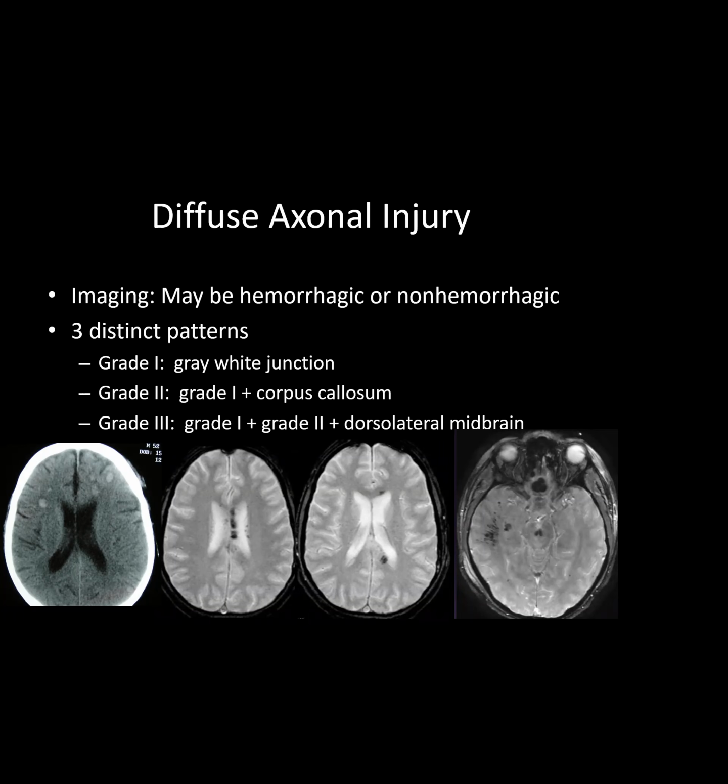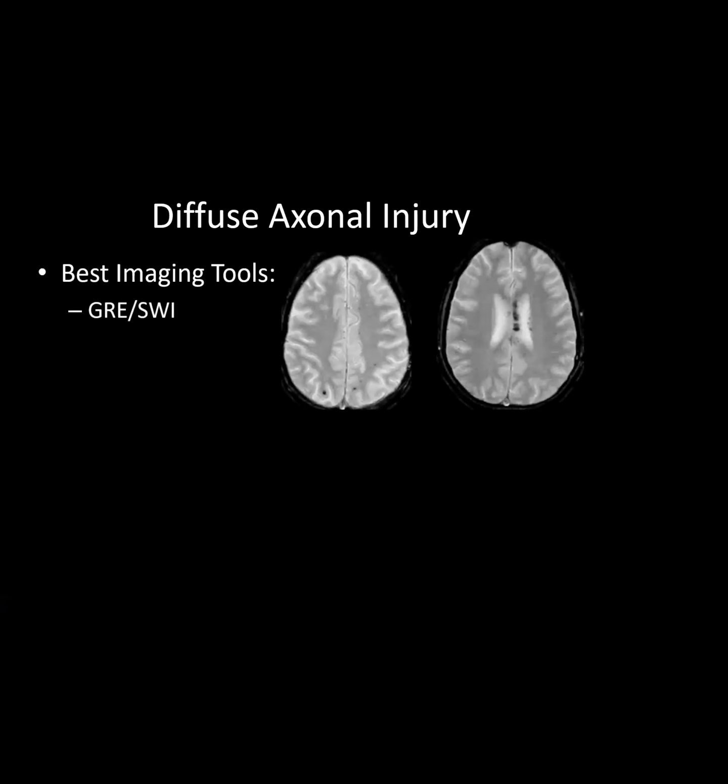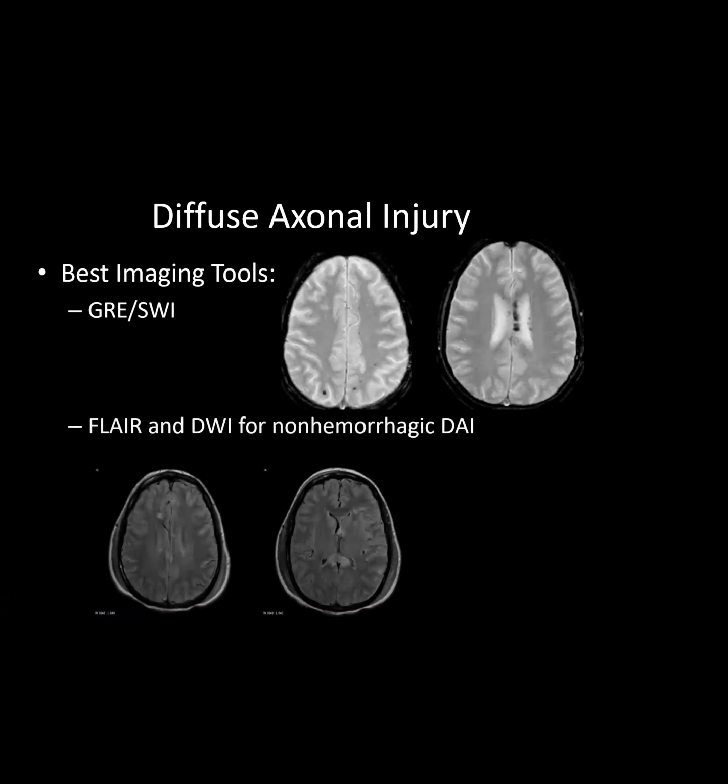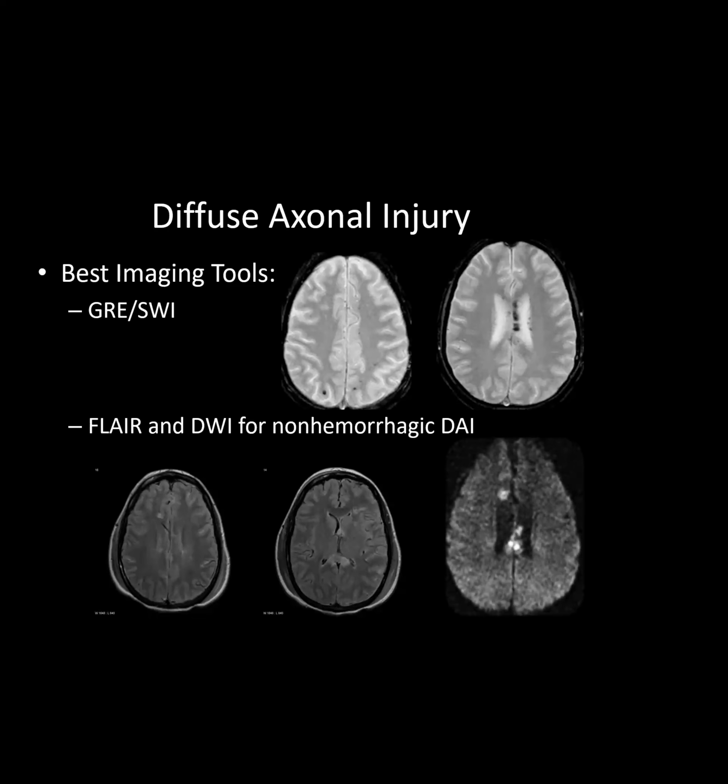If you have a hemorrhage that's near a bony interface and mainly cortical, that's what a contusion looks like as opposed to DAI. The best imaging tools are gradient echo or SWI to look for hemorrhagic DAI. But you can also see the edema from DAI and non-hemorrhagic DAI on FLAIR and on diffusion-weighted sequences.